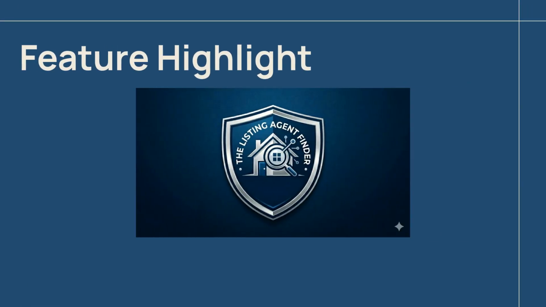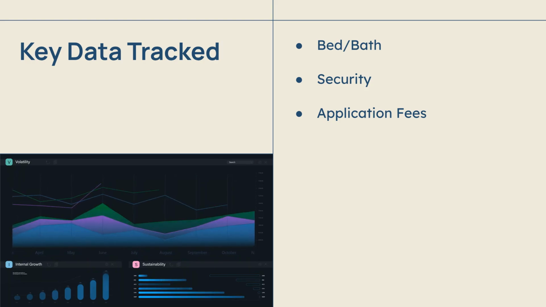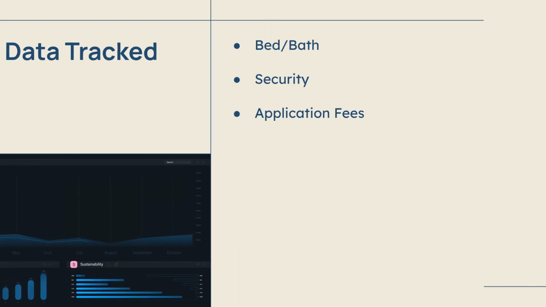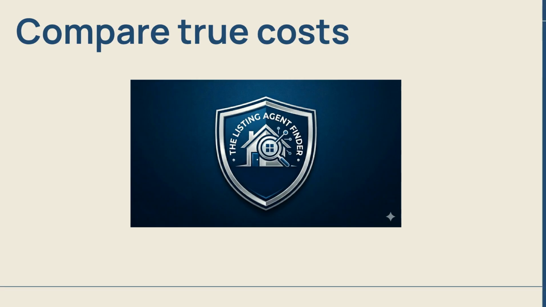Let's look at some key features that save you time and money. The dashboard highlights key data like bedrooms/bathrooms, security deposits, and application fees. Compare true costs at a glance and keep your agent contacts attached to every home you tour.